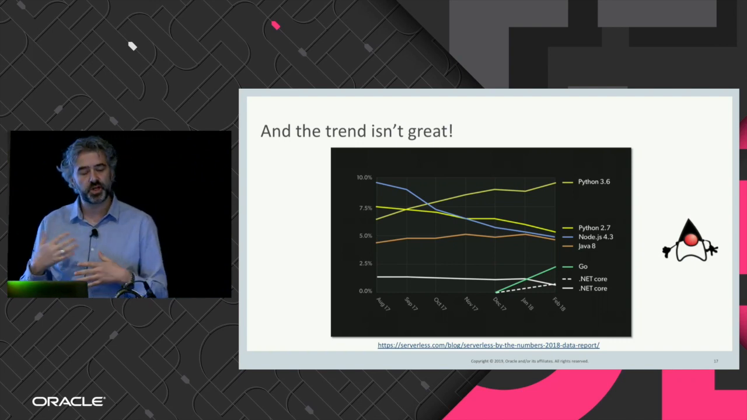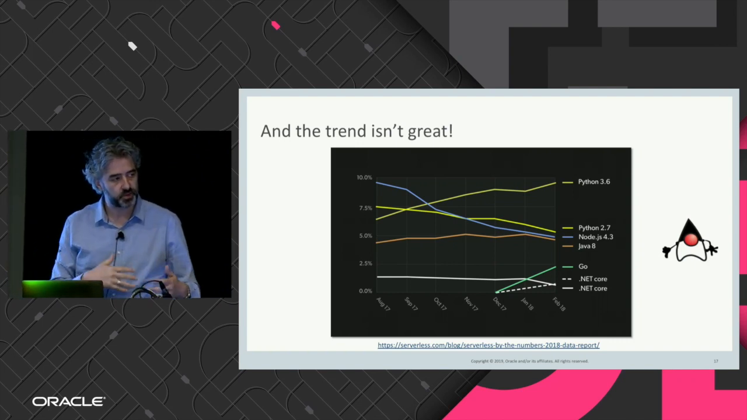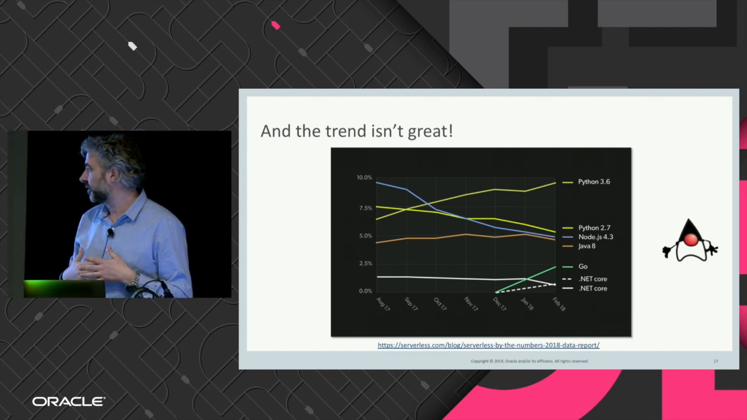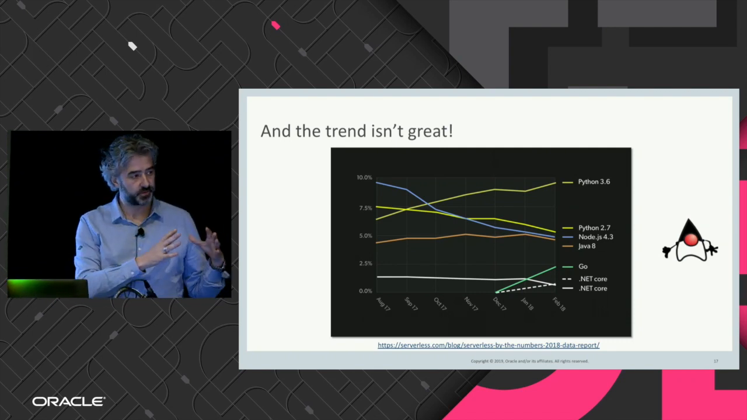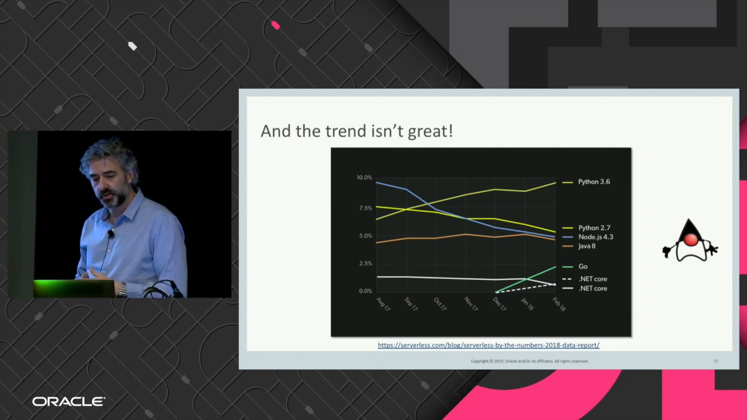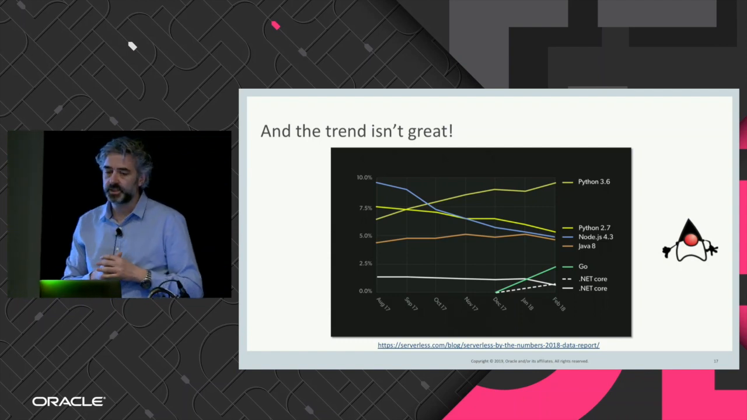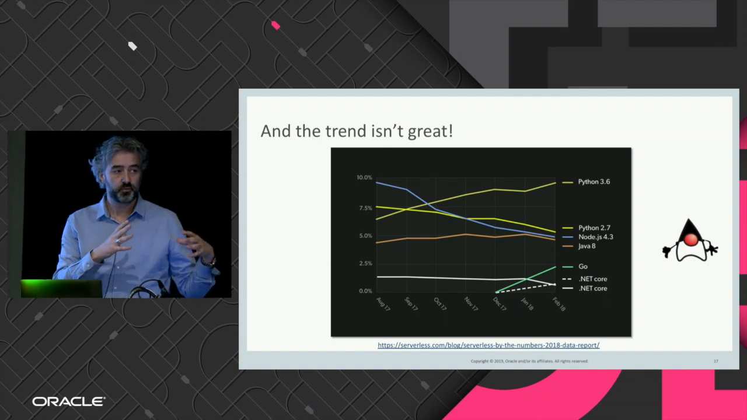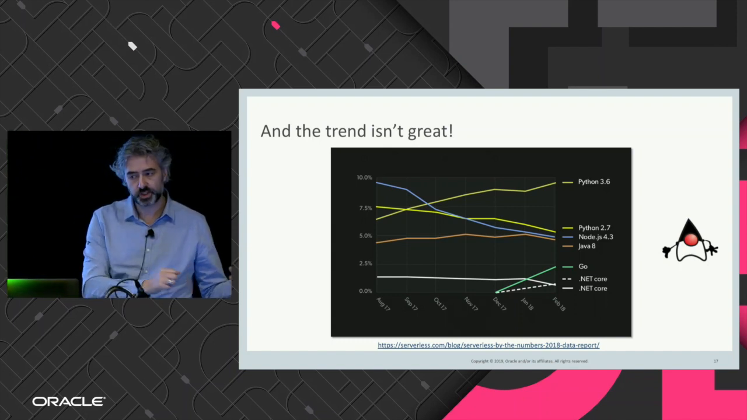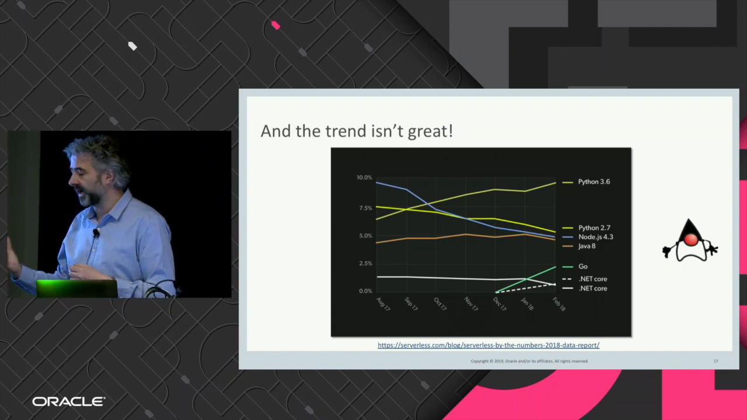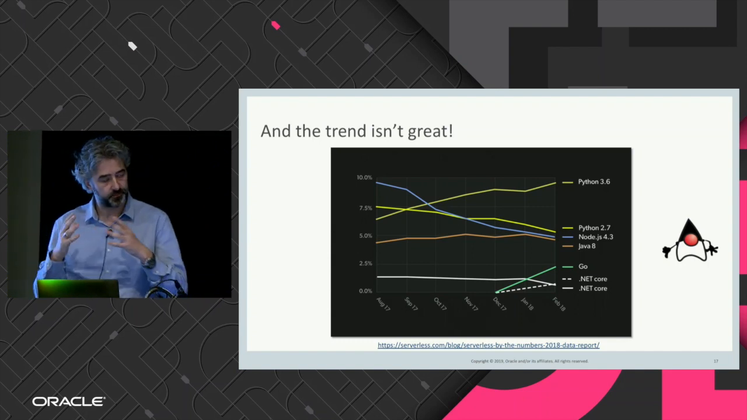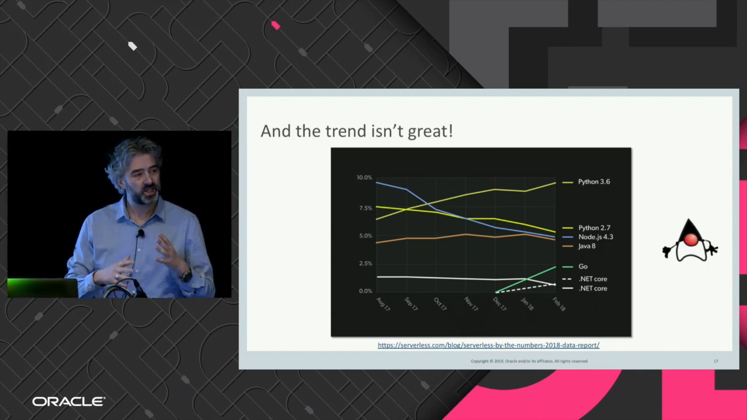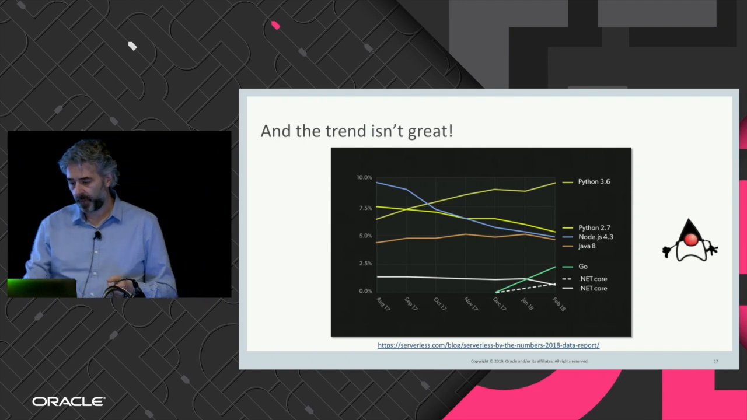So clearly, the usage doesn't seem to increase. The usage of Java within the serverless space, at least using the serverless frameworks, is not increasing if we look at that statistic. So how can we explain that? On one side, we have Java, a very popular programming language, and on the other hand, we have this new emerging space, the function as a service space, where clearly Java is not widely used.